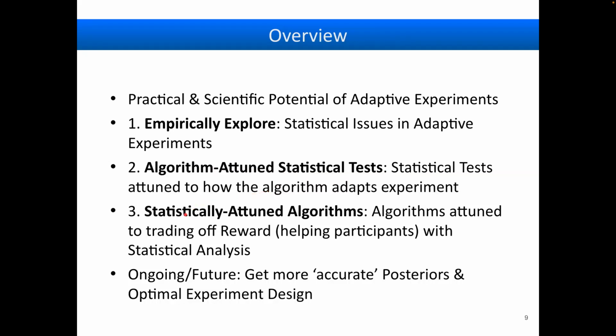What are statistically attuned algorithms? Algorithms that are tuned to trading off reward, helping people, with statistical analysis. And there is some ongoing and future work in terms of getting more accurate posteriors, because, spoiler, the ways that the algorithm runs actually are problematic. And how do we tie these ideas from optimal experiment design versus just techniques from machine learning that are more designed to just optimize or help people?